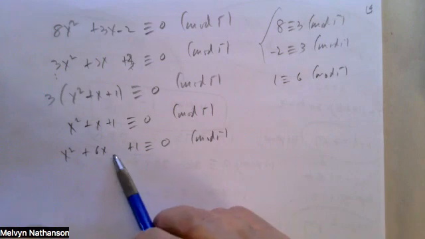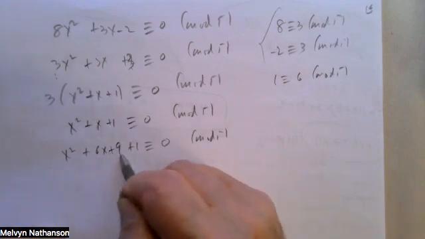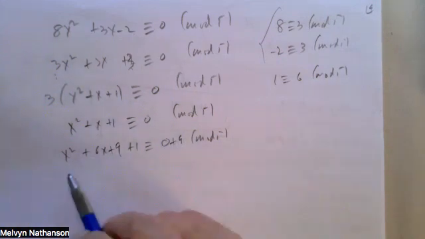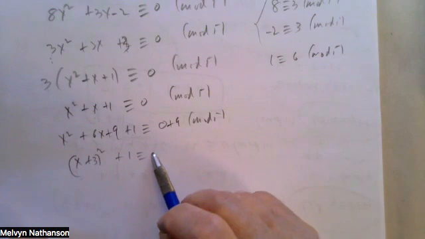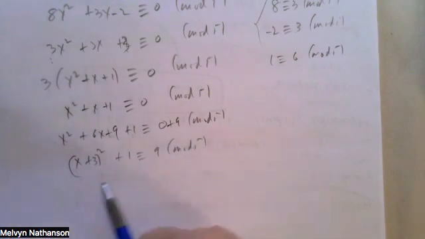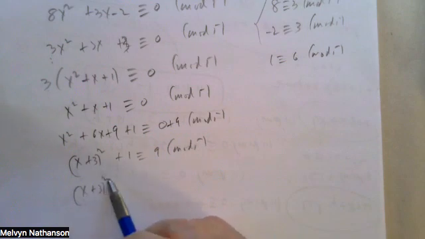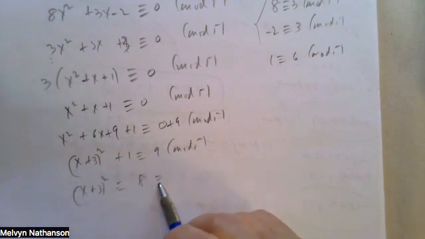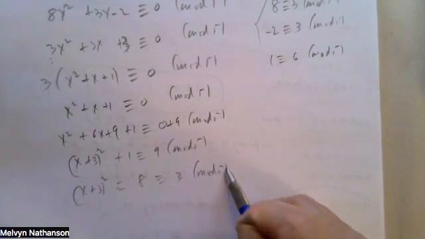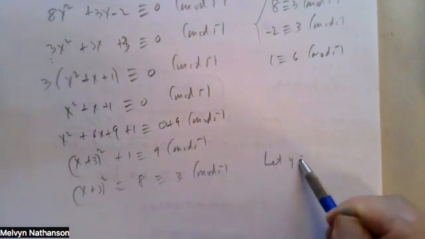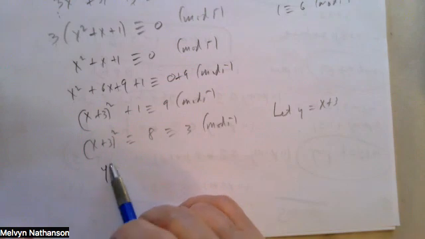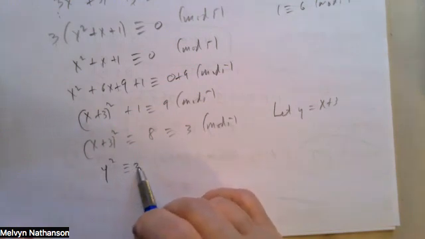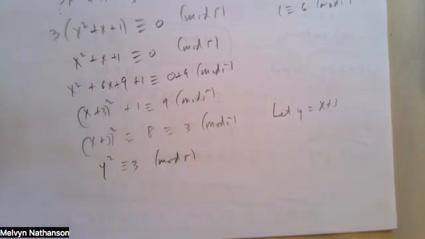I can complete the square by adding 9 to both sides. Plus 9, plus 9. And now x squared plus 6x plus 9 is (x plus 3) squared, plus 1 congruent to 9 mod 5. So I want to solve (x plus 3) squared congruent to 8. 8 is the same as 3 mod 5. Suppose I let y equal x plus 3. So I've reduced this to a pure quadratic. Solve the equation y squared congruent to 3 mod 5.